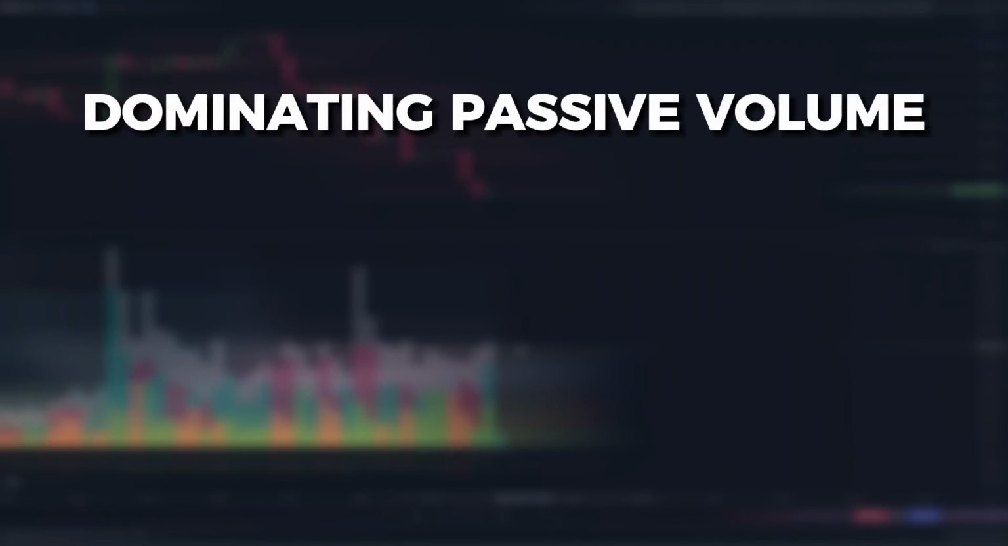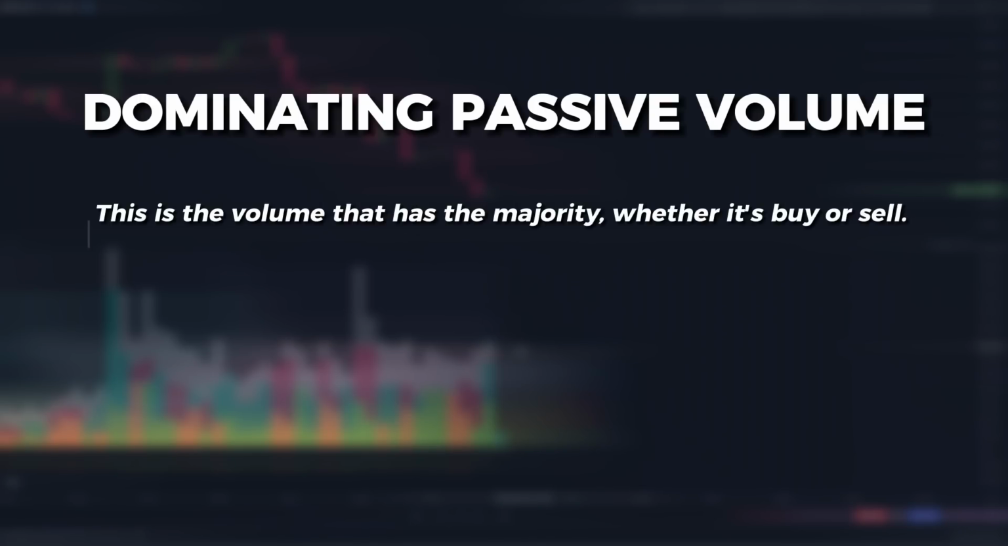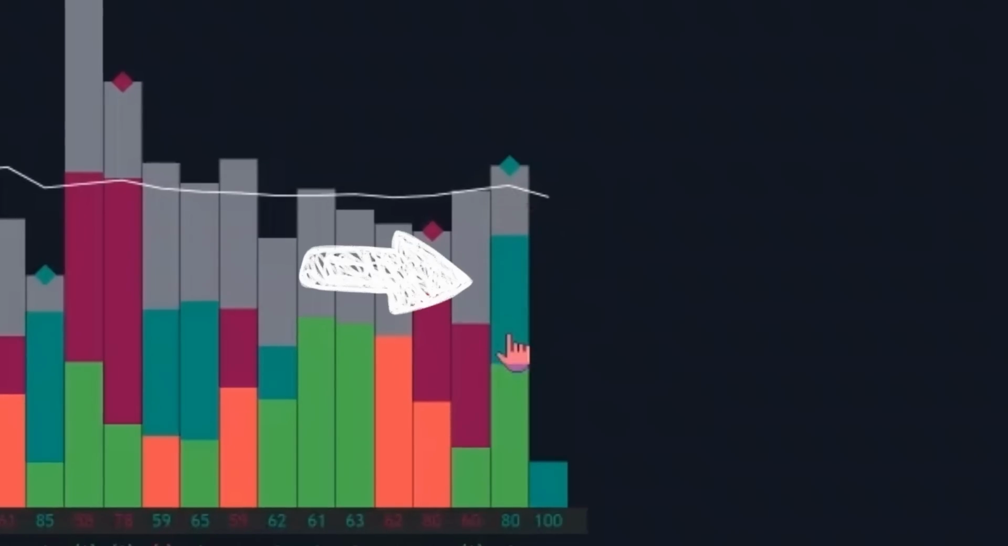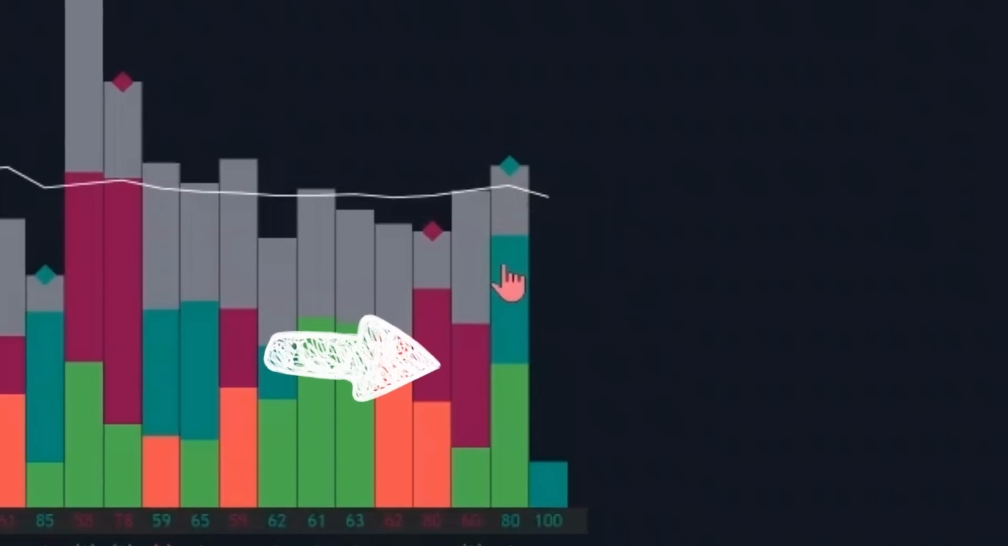Dominating passive volume. This is the volume that has the majority whether it's buy or sell. It's represented by this dark green node for buy volume and this dark red node for sell volume.